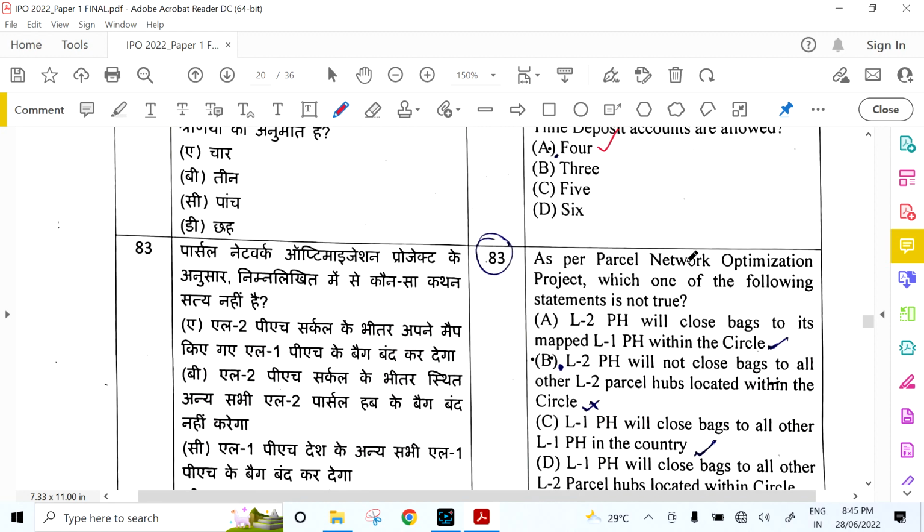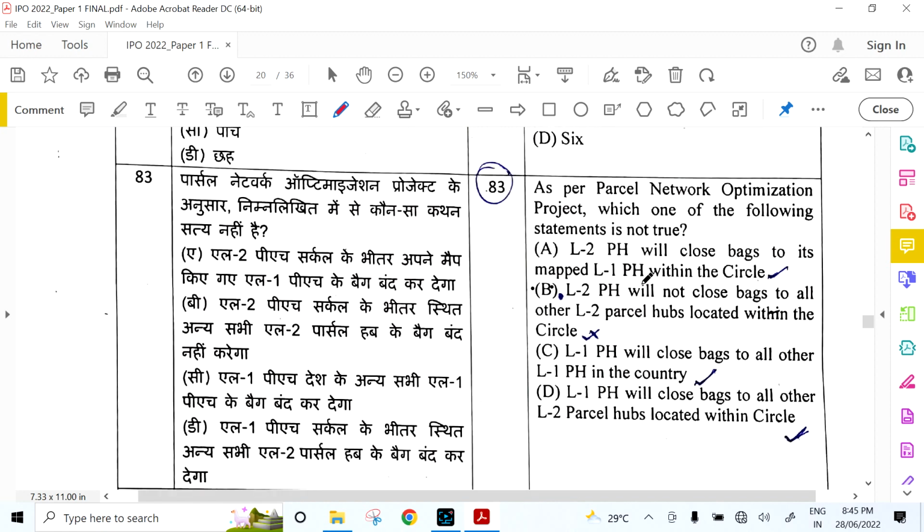And as per Parcel Network Optimization Project, which one of the following statements is not true? L2 parcel hub will close to its mapped L1 parcel hub within circle. L2 parcel hub will not close to all other L2 parcel hubs located within the circle. L1 parcel hub will close back to all L1 PHs in the country. L1 parcel hub will close to all other L2 parcel hubs located within the circle. The answer is this one: L2 parcel hub will not close back to all L2 hubs located within the circle. That is not true.